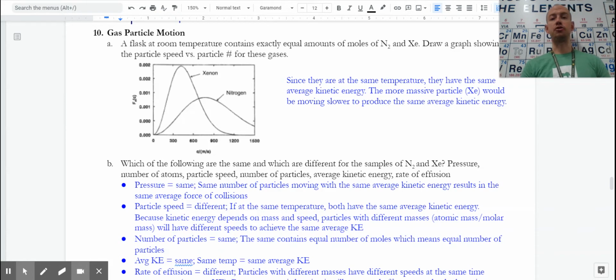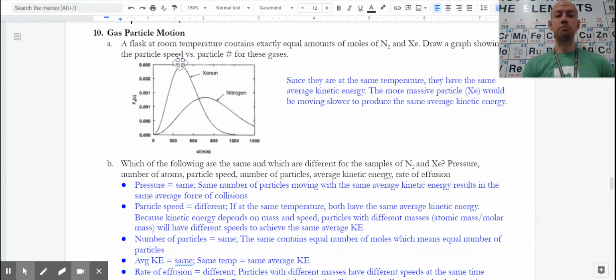So then we're thinking about nitrogen and xenon. They're at room temperature, so both at the same temperature, meaning same average kinetic energy, equal moles. It doesn't specifically say anything about pressure or volume, but it's the same flask, which implies same volume and same pressure. So with the same average kinetic energy, the more massive xenon have to be moving slower.